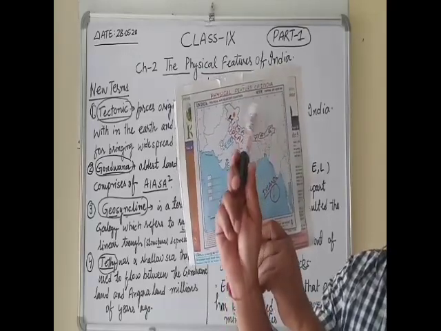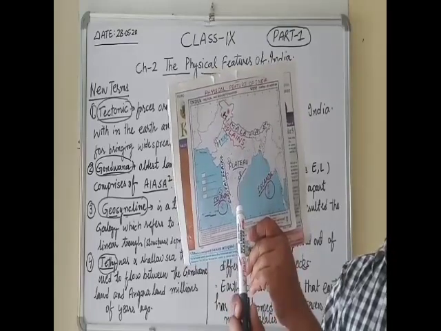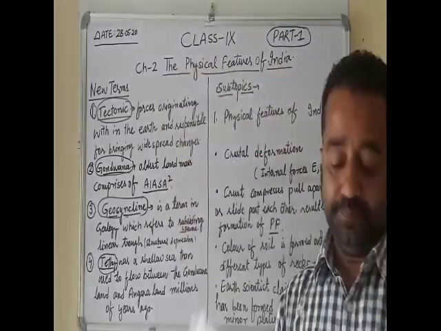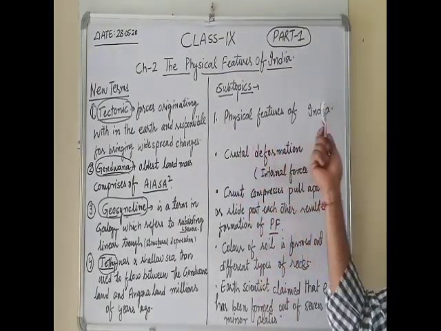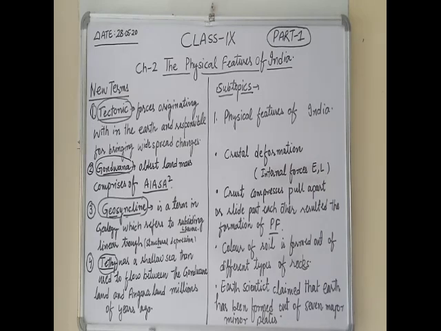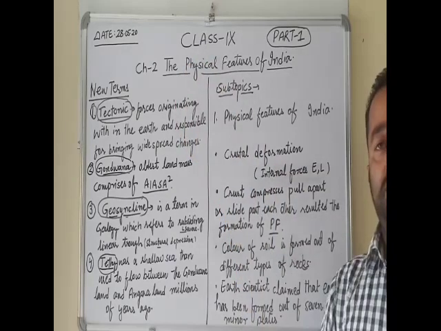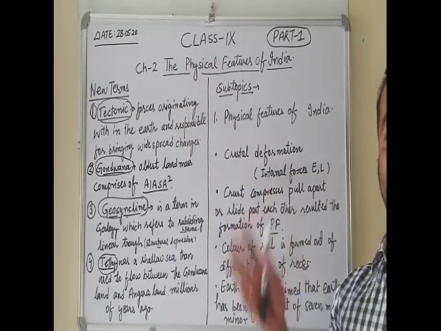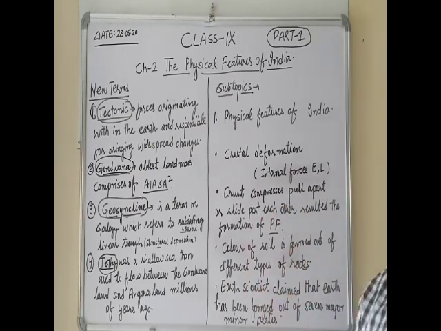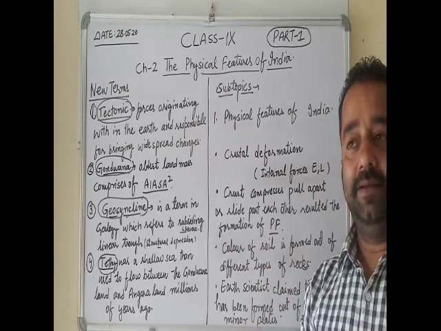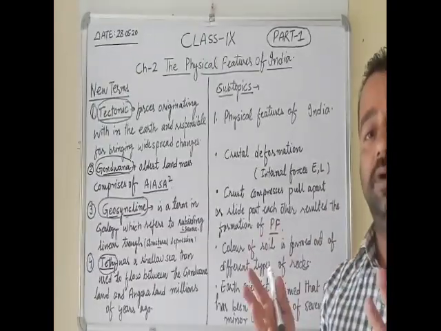So in this chapter we are going to discuss, one by one, these physical features and how they are formed. So the first subtopic is the physical features of India. As you move north, east, south, west, you will notice one thing: there is a variety of physical features. Can you think how they are formed? That I am going to tell you.